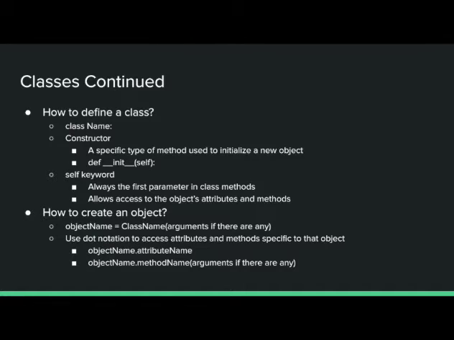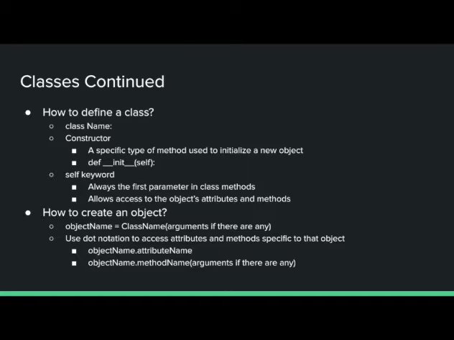So to do this outside of the class, you would create an object name. It can be anything. And then you would call the class name. So you would call the class and then add any arguments if there are any. But one thing to note is you don't include self as an argument when you're creating the object. It's more of a placeholder in the definition of the class, not something the user's inputting.